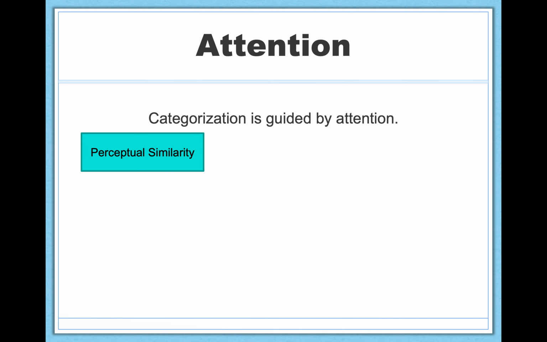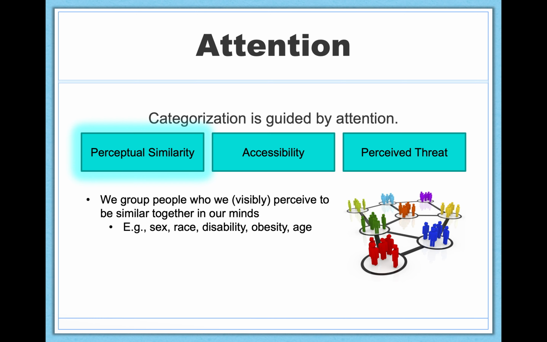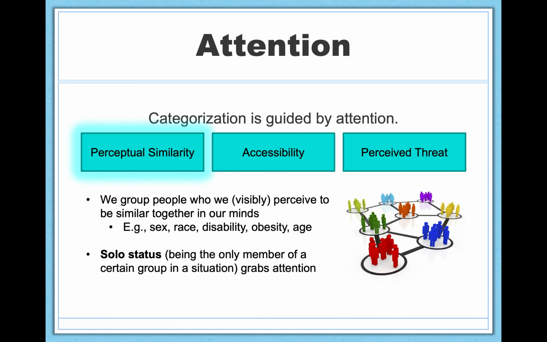Attention guides categorization in 3 different ways, and I'll go through each in turn: perceptual similarity, accessibility, and perceived threat. Let's start with perceptual similarity. So this is, just as it sounds, grouping people who are perceptually similar. So we group together, we categorize sex, race, disability, obesity, age. We categorize along these dimensions. And how does this relate to attention? Well, if you are not perceptually similar for whatever reason, you have solo status. If you're the only member of a certain group in a given situation, like you're the only female in your philosophy class, or you're the only black student in this other class, that grabs attention, right? And that further reinforces this categorization process.